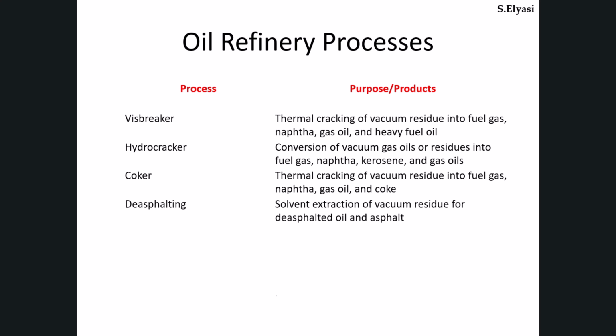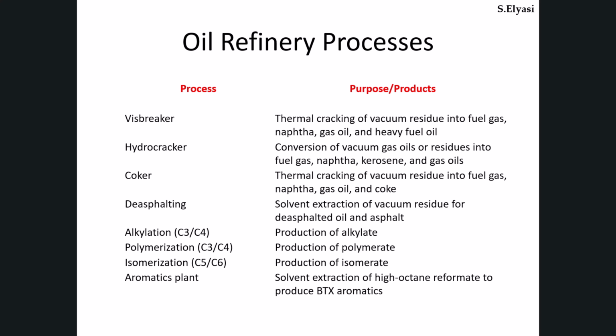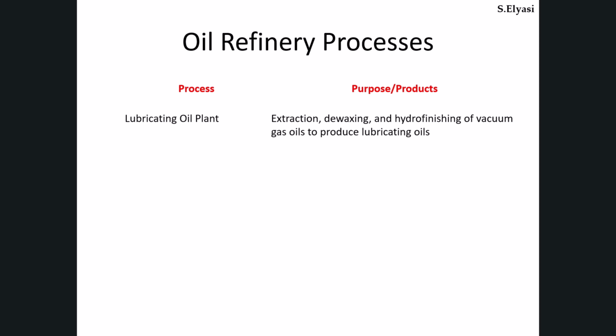De-asphalting separates asphaltic material from vacuum residue, producing de-asphalted oil and asphalt. Alkylation transfers alkyl groups to produce higher octane blending components. Polymerization combines light olefins to produce higher molecular weight hydrocarbons. Isomerization converts normal paraffins to isoparaffins. An aromatics plant uses solvent extraction to separate BTX, benzene, toluene, and xylene from reformate. A lubricating oil plant uses extraction and de-waxing processes to produce lube base oils.